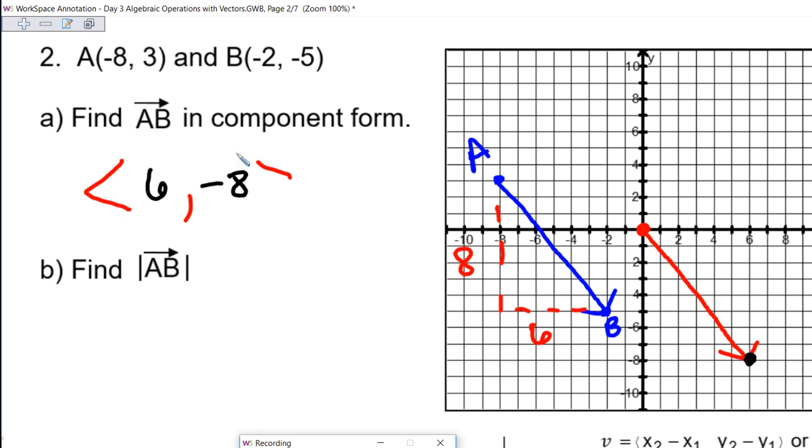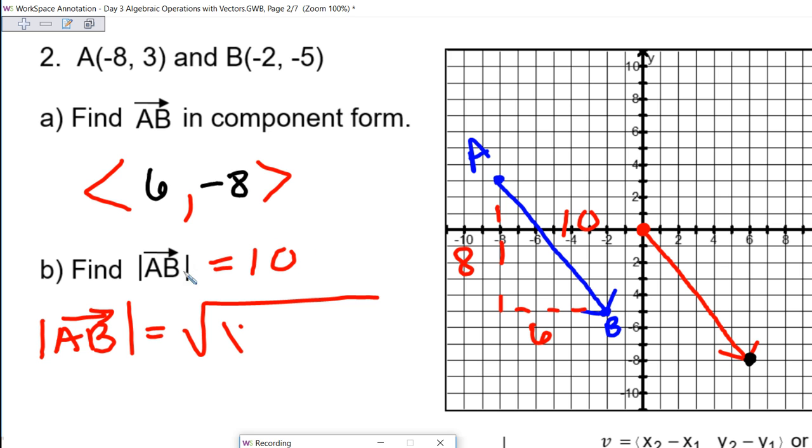And then part B. What do those vertical bars mean? It's not absolute value. What is it? Magnitude. So we need to find the magnitude of vector AB. Well, what does magnitude mean? Length. Well, we could look at this right triangle. This would be a 6, 8, 10. That's a Pythagorean triple, right? So technically it's 10. But on Monday we learned a formula. Remember our formula to find the magnitude? It's the square root of x squared plus y squared.